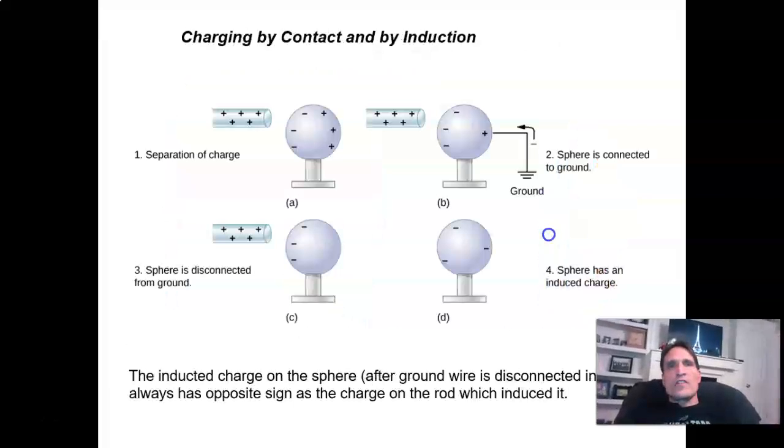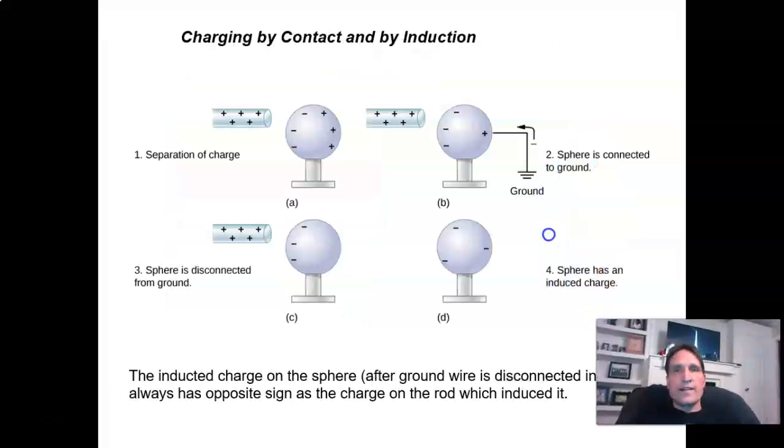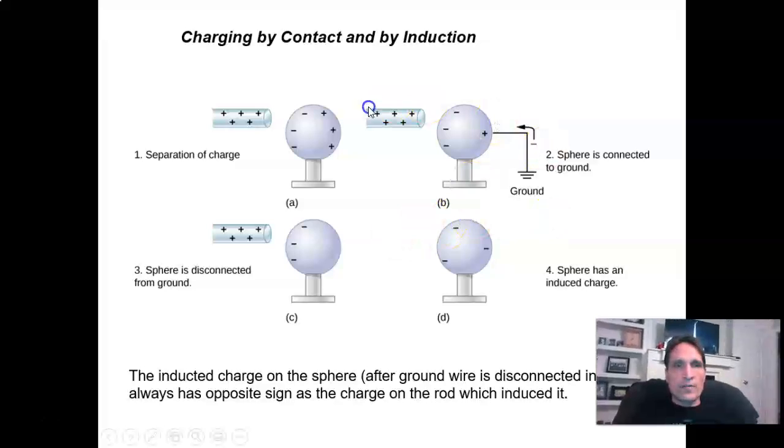So the last example is charging by contact and by induction. Okay, so let's suppose that we take our positively charged rod and we bring it close to the metal sphere. Remember, we're not touching yet. So the negatively charged electrons are going to be attracted toward the rod, leaving behind the positive charge. And so you tend to induce this separation of charge.